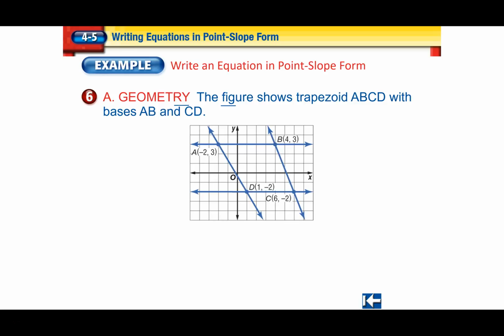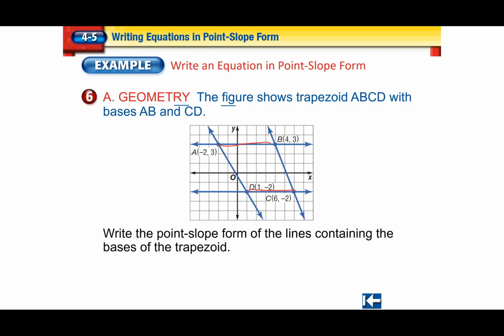All right, a little geometry here. This figure shows a trapezoid ABCD with bases AB and CD. So the bases are A to B and C to D is what they're saying there. So write a point slope form of the lines containing the bases of the trapezoid.